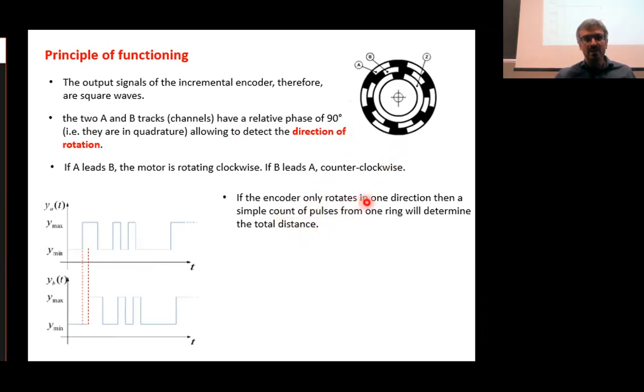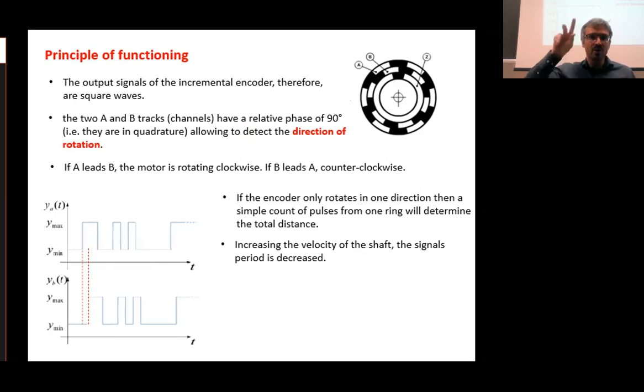If the encoder only rotates in one direction, then you could ideally only count the pulses for one ring to determine the angular displacement. You don't need two tracks. If you increase the velocity of the shaft of the encoder wheel, then the signal's period is decreased and the square wave becomes more frequent. And one point of encoders is that whenever you power them on, they always start reading from zero.